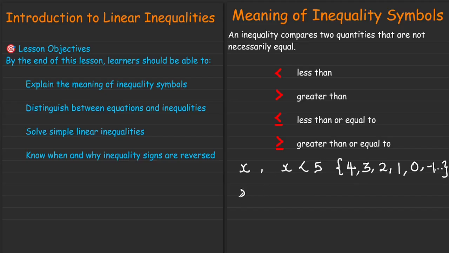If we have to say x, which will be another variable, is greater than 5, then in that case, we are going to take numbers that are bigger than 5. So we can start with 6, then we go on with 7, 8, 9, and it goes on and on, an endless list. That is for greater than.